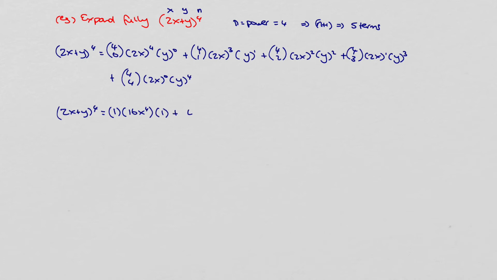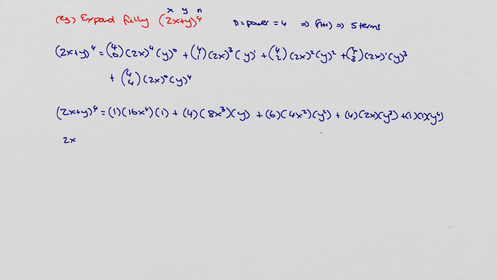4 choose 1 is 4. Then we have 2 cubed, which is 8x cubed, times y to the power of 1, which is just y. Then we have 4 choose 2, which is 6, times (2x)^2, which is 4x squared, times y squared. 4 choose 3, which is 4 by 2x by y cubed. And then we have 4 choose 4, which is 1 by (2x)^0. In other words, anything to the power of 0 is 1 by y to the power of 4.